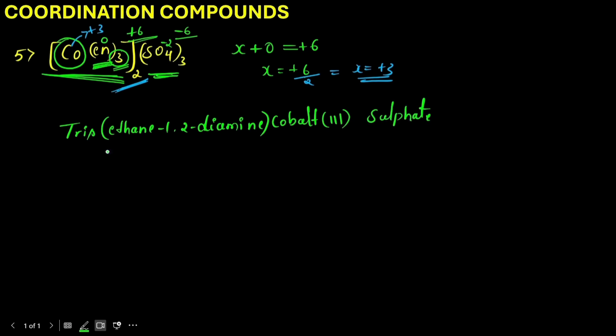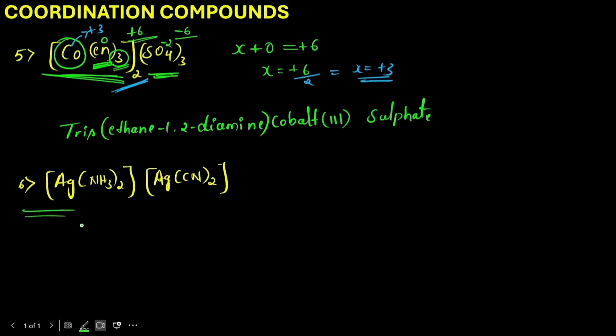Sulfate. Okay, the name is tris(ethane-1,2-diamine)cobalt(III) sulfate. This is the next example. In this type of complex, Ag will have a +1 charge. If you write +1 here, what happens? Here +1. And we know that NH3 is a neutral ligand, therefore the charge is 0.